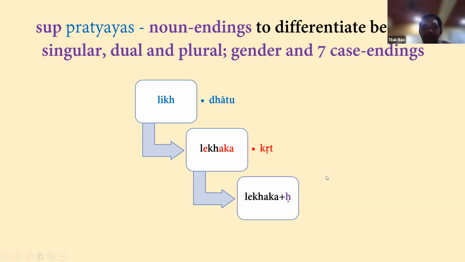For example, lekhakaha. When we say lekhakaha, he is a karta, he does something. Lekhakaha likhati. Lekhaka writes. So he is the karta of this action. These supratyayas differentiate between singular, dual, and plural forms. These pratyayas are added, and even to show the cases, how it is connected with kriya, these supratyayas are added.